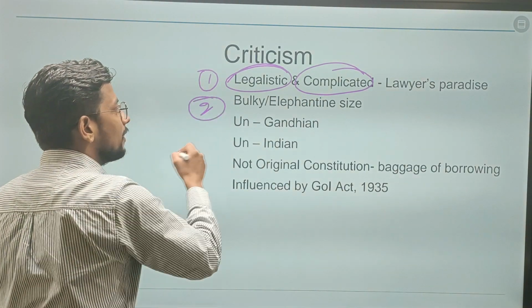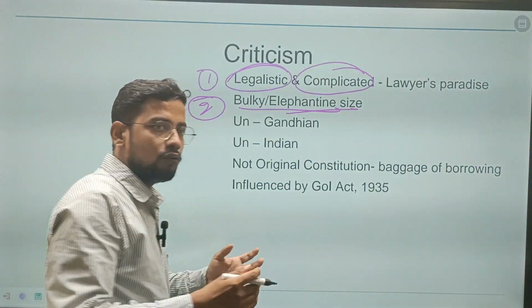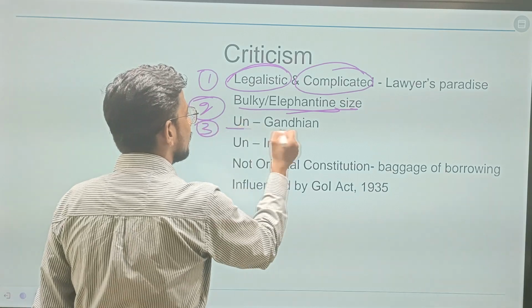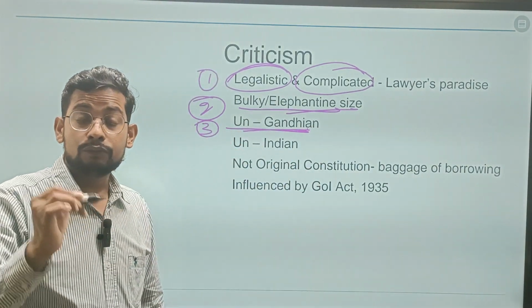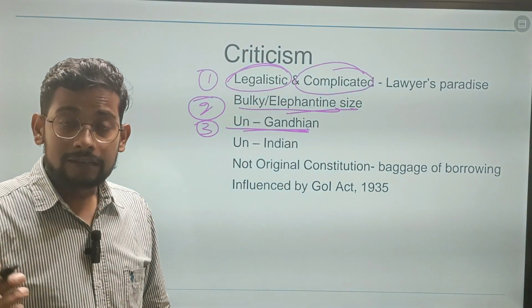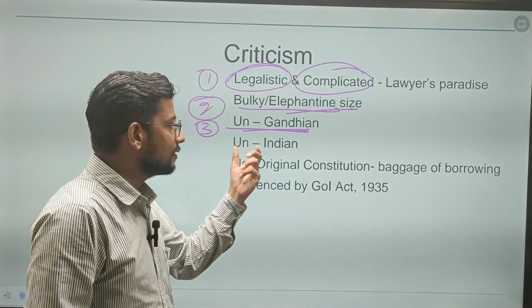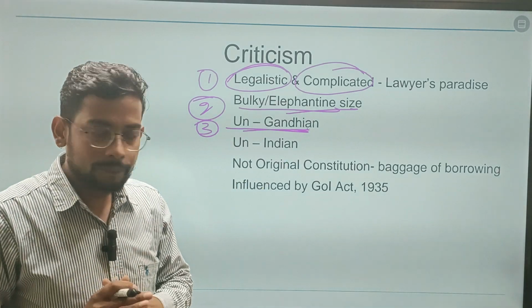Second, this is a bulky document, elephantine size. It is very difficult to read the whole Constitution. So it is very long in size. Third is un-Gandhian, because there are various provisions which are against the ideology of Gandhi. Gandhiji was in favor of making village republics, but this Constitution is having another story.